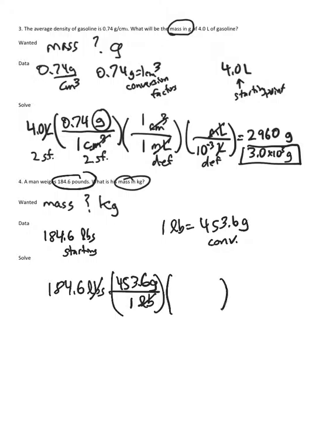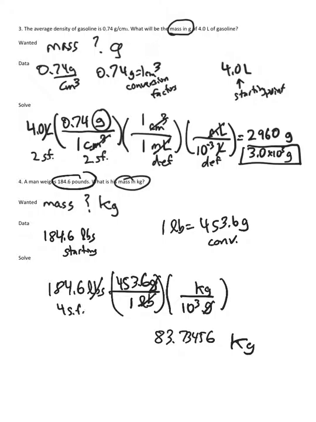We've got grams, but we weren't after grams, we were after kilograms. And so we need a conversion factor between kilograms and grams. Kilo is an SI prefix that means 10 to the third. So now grams cancels, and that gives us kilograms. In fact, it gives us 83.73456 kilograms.